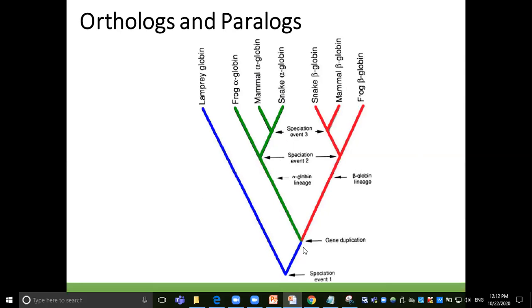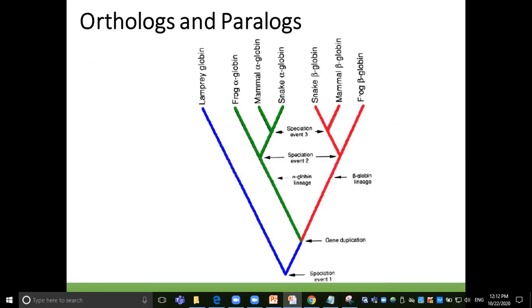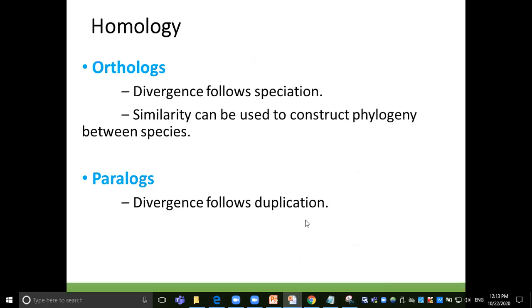When gene duplication happens, we call it paralogs. Divergence follows duplication of a gene. The same gene is duplicated, and we give two names with a very little difference, alpha globin and beta globin. A gene duplication event happened here, so we call it a paralog.